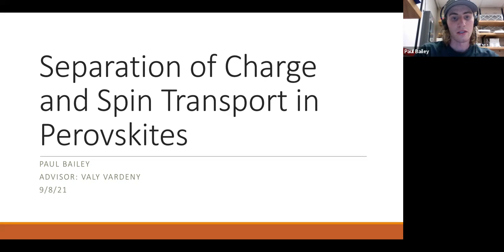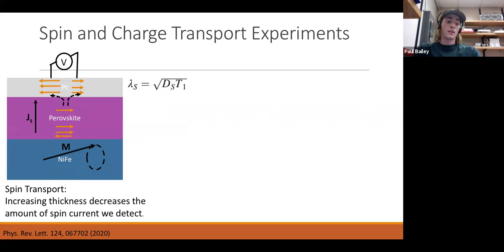So perovskites are of interest because recently they have shown some photovoltaic applications with high efficiencies, and they also have some interesting spin properties, which make them a potentially useful material for spintronics. And so the first step of that is to see, do charge and spin transport occur by the same physical process in these materials? And so the first experiment I'll talk about uses this tri-layer device on the left here.